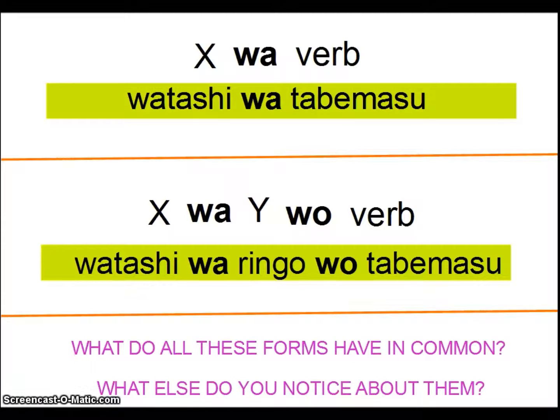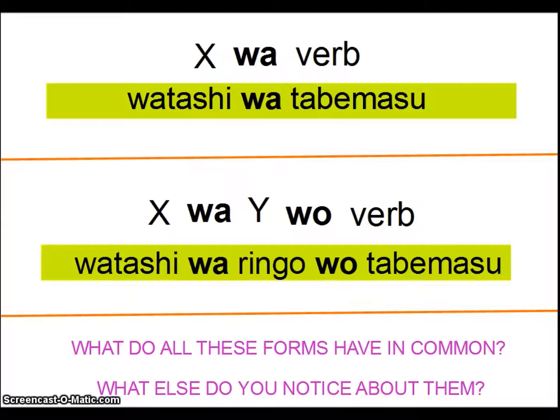that don't change. You can see, like in this example, X can change, Y can change, and the verb can change, but the wa and the o are always there. And this is so important. So many people either mix them up or just don't say them at all. But they are important, and using the wrong one can mean something completely different.